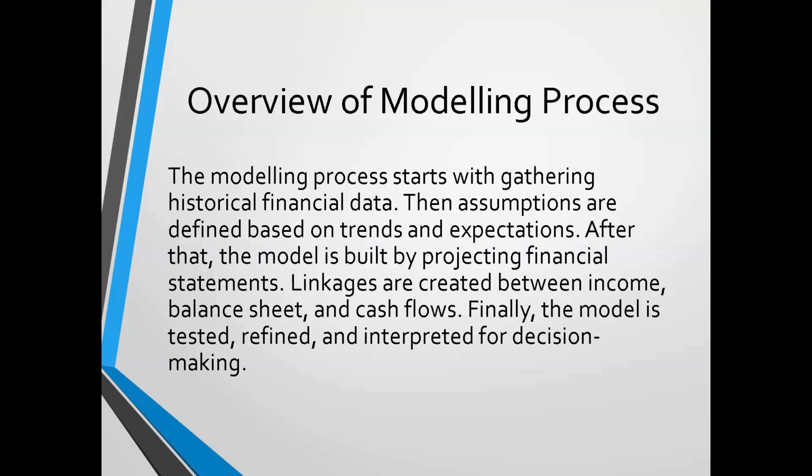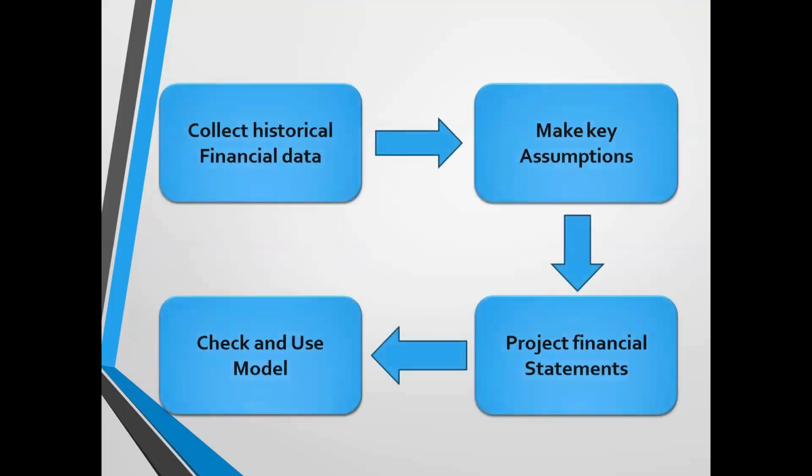So, in simple words, we can say that financial modeling starts with collecting past financial data. And the next key is assumptions that are made based on trends or goals. Then future income, balance sheet, and cash flow are projected. These statements are linked together. Finally, the model is checked, adjusted, and used to support decisions. So here is the short process of modeling. First one is collecting historical data. Then the next step is to make key assumptions. Third one is projection of financial statements. And the last is check and use of the model.